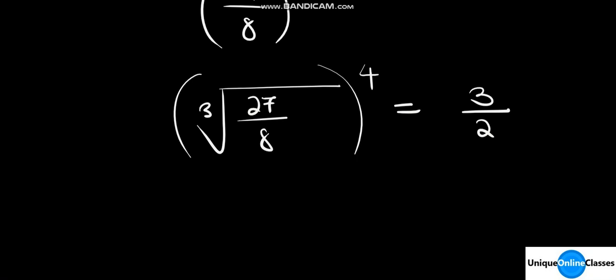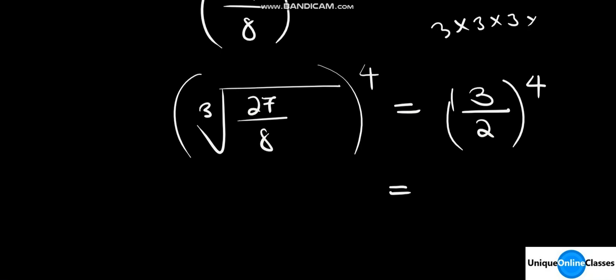So here you have 3 raised to the power 4: 3 times 3 is 9, times 3 is 27, times 3 is 81, sorry, not 84, that's 81. Then divided by 2 times 2 is 4, times 2 is 8, times 2 is 16. So here you have 16.